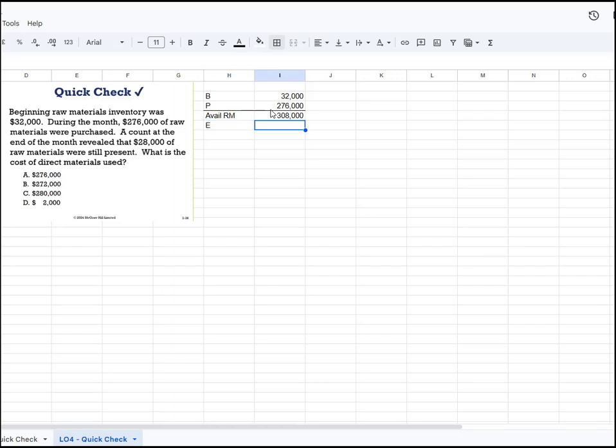ending raw materials of $28,000, so I'm going to put negative $28,000, and so that means that the amount of raw materials that were transferred out or used, so raw materials used, transferred out, equals $280,000. So if you selected C, you were correct. All right, let's look at the next one.